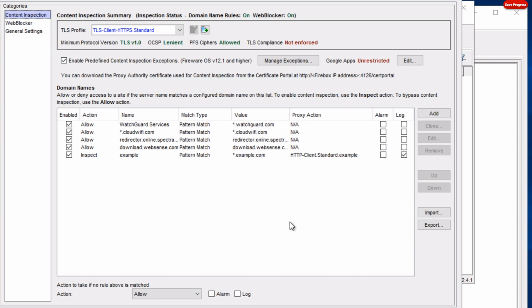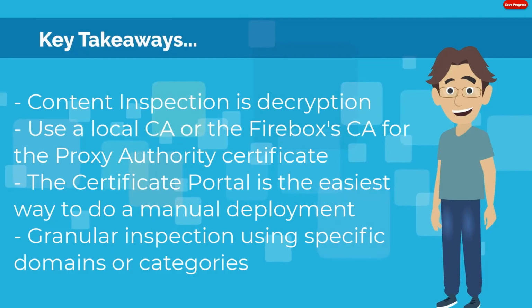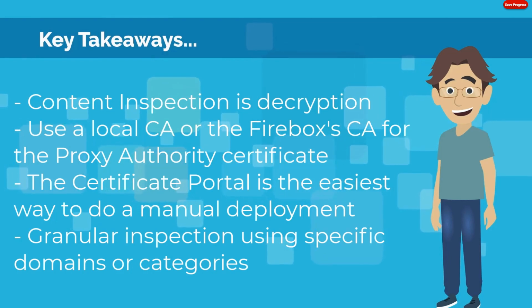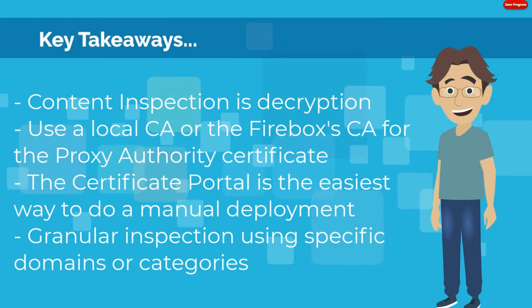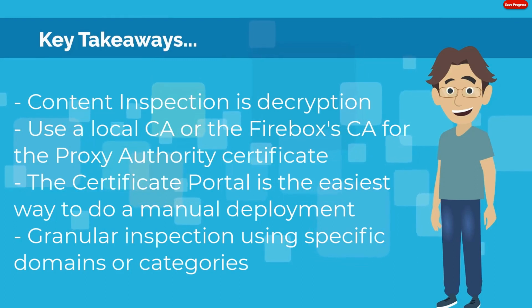That about wraps it up for the configuration of the HTTPS content inspection. As a quick recap, remember that content inspection is decryption, so those things can be used interchangeably. When it comes to the Firebox's proxy authority certificate, you need to use a local CA or the Firebox's CA for that certificate. You cannot purchase a certificate for this purpose. For the certificate portal, that is the easiest option if you go the manual deployment route, but it can also be used in conjunction with other deployment methods for things like guest users or other devices.